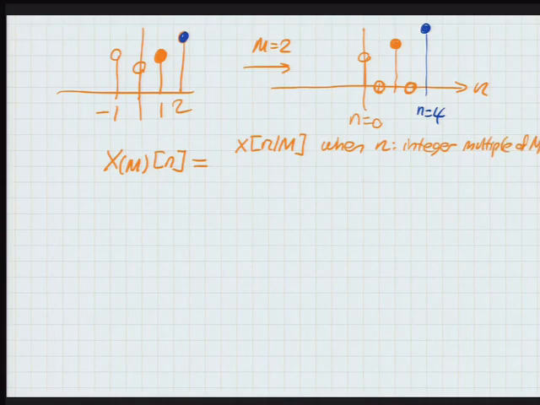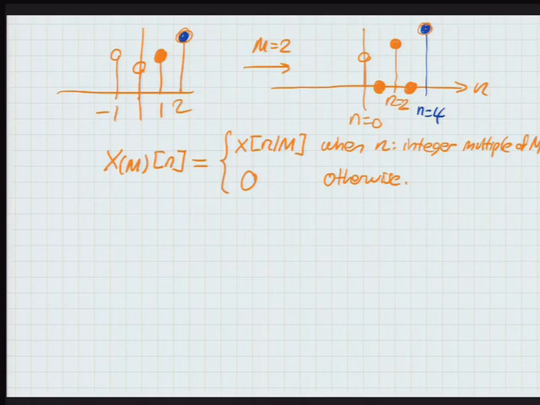So in this example, when n is equal to 2, we're looking at x of 1, right? When n is equal to 4, we're looking at x of 2, right? So that's the rule. And for all numbers that are not integer multiples of M, like n equal to 1 in this example and n equal to 3 in this example, you just plant a 0. 0 otherwise, okay? So you guys agree the general expression that I wrote is consistent with our example where the stretching factor M is equal to 2? Yes? No complaints?